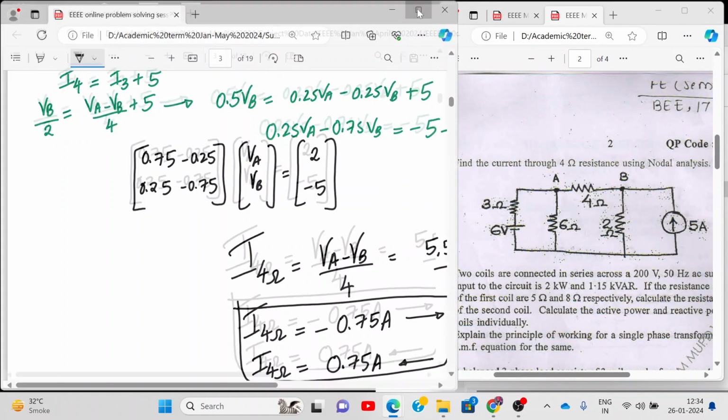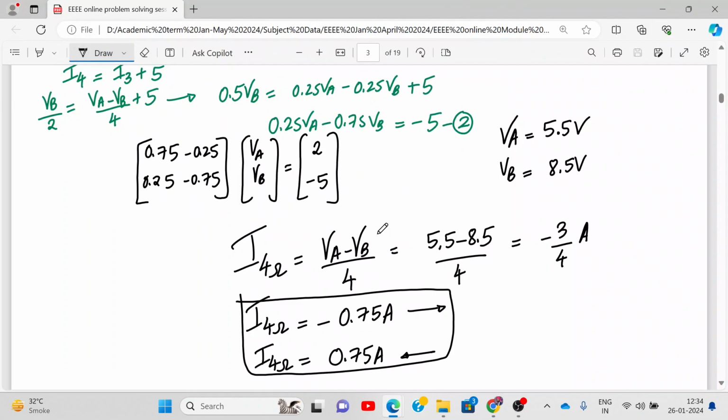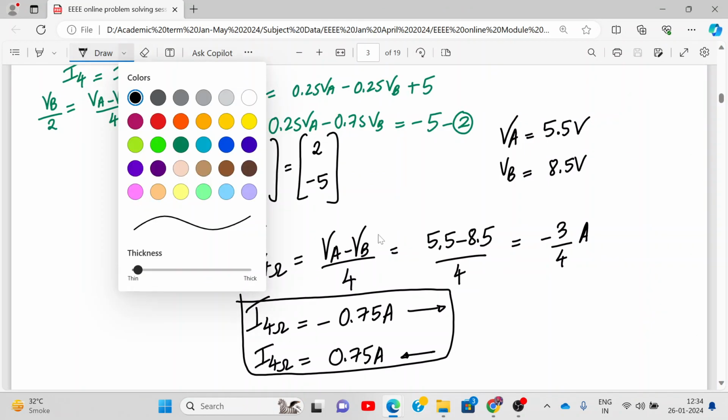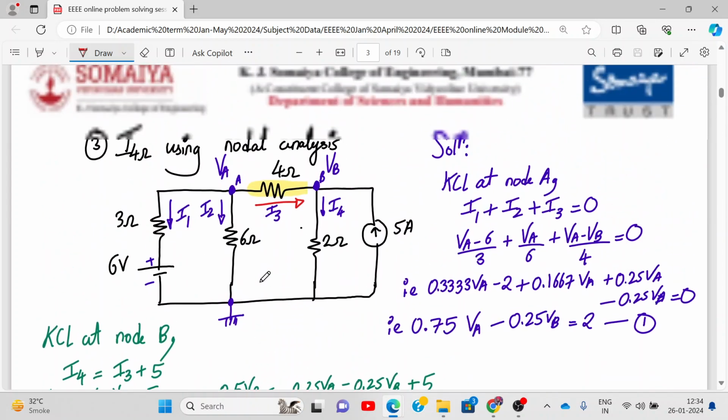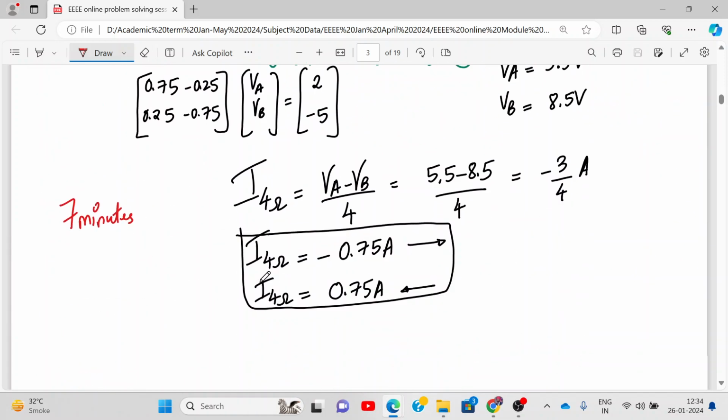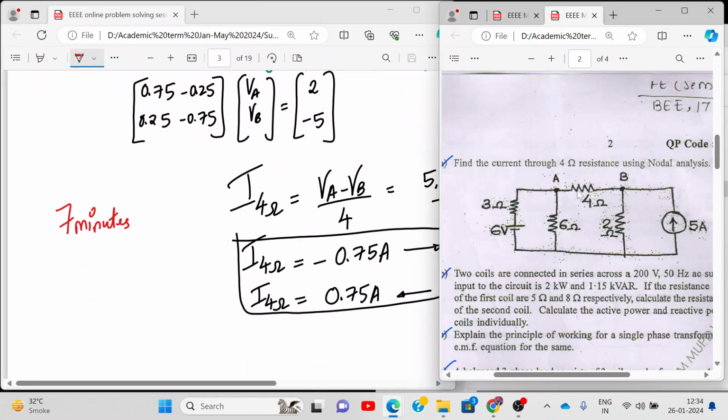So we started this at around 12:27 and it's around 12:34. So we have again taken 7 minutes. So good time. Alright, so it's good going. We can solve more numericals. So this was asked for 6 marks.